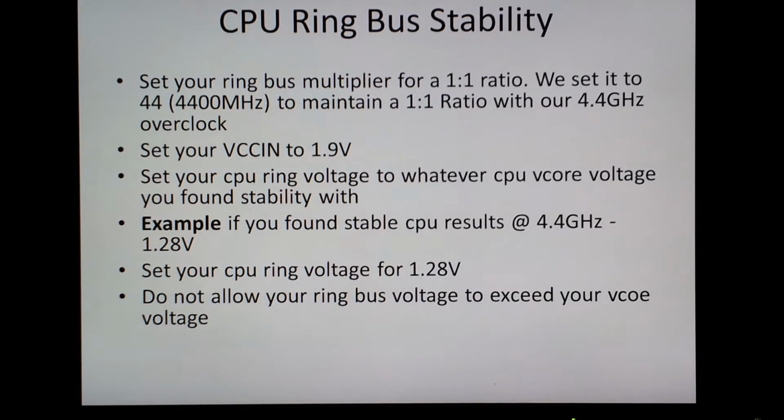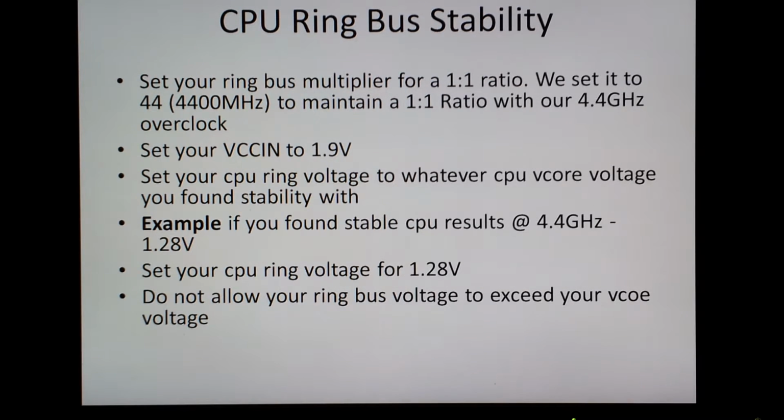So in order to maintain a 1-to-1 ratio with our 4.4 gigahertz overclock, we're going to first set our processor input voltage indicated by the VCCIN voltage. We're going to go ahead and set that for 1.9 volts. We're also going to set our CPU ring voltage to whatever core voltage we found stability with for 8 hours using the Intel Extreme Tuning Utility. For example, if you were able to find 8 hours of stability at 4.4 gigahertz with 1.28 volts, you are now going to set your CPU ring voltage for 1.28 volts. So in theory, we're kind of keeping that at a 1-to-1 ratio as well. And then we will begin to decrease that voltage as we go.